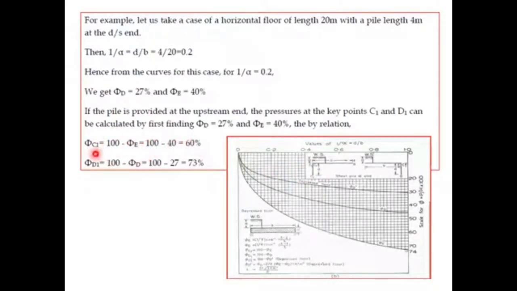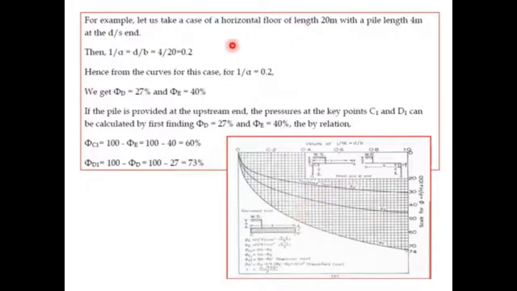Then 5D1, that is below the pile, is 100 minus 5D, because we have already read 27 here, so 100 minus 27, which is 73. So now the pressure here is 100%. By the time it comes here, it will be 73%. Then by the time it comes to C1, it will be 60%. So this is how we read the pressures from the curves.